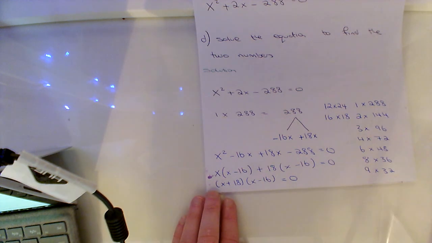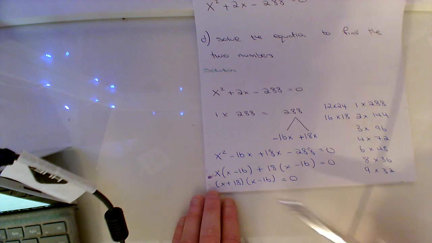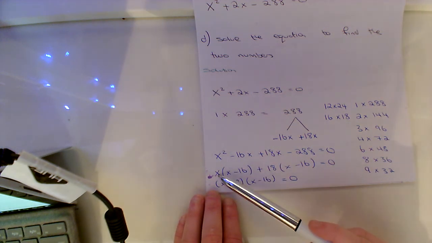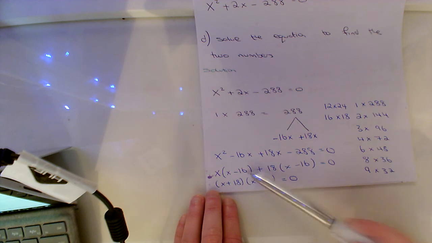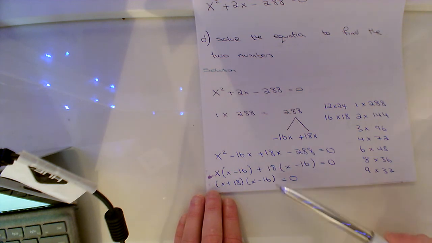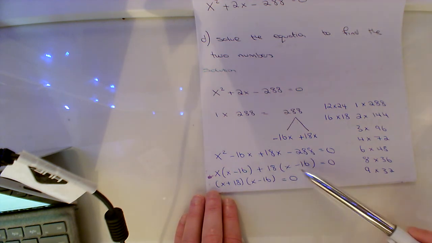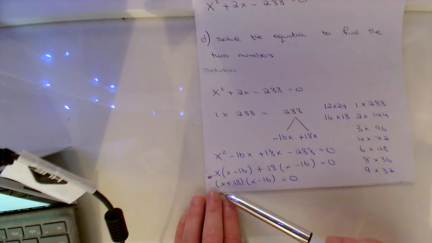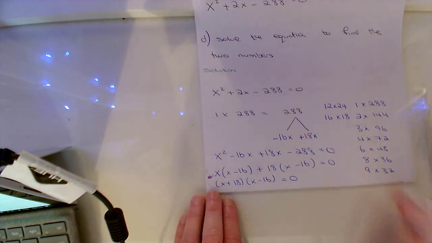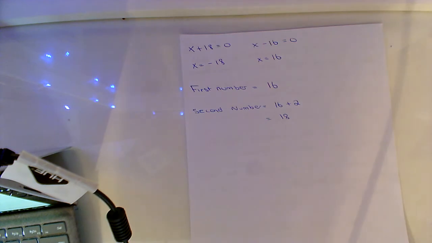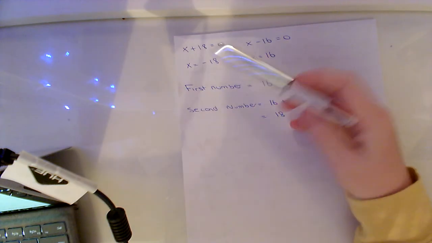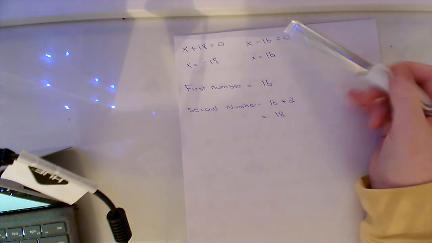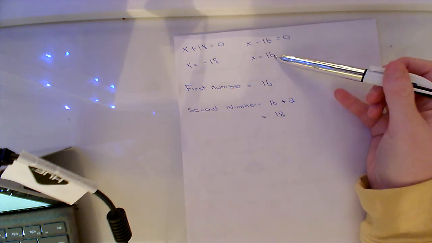Then I'm going to do factorising by grouping. I look at these two, do they have something in common? Yes, they do. I take out my x, I'm left with x minus 16. Then I look at these two, they have something in common. They have 18, and I'm left with x minus 16. Remember, these two brackets have to be exactly the same. So I have x plus 18, x minus 16 is equal to 0. So x plus 18 is equal to 0, x is equal to minus 18, and x minus 16 is equal to 0, so x is equal to 16.